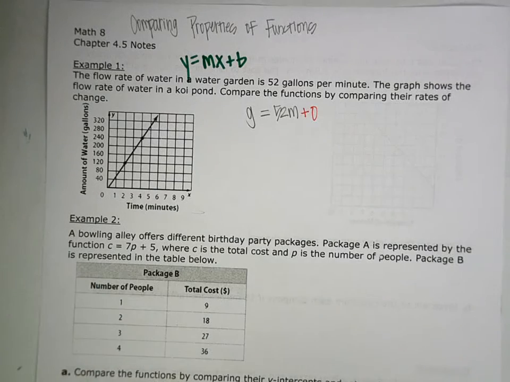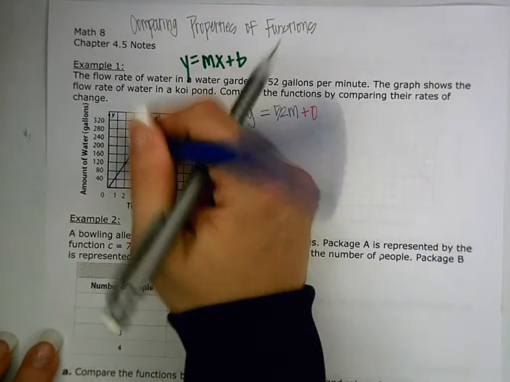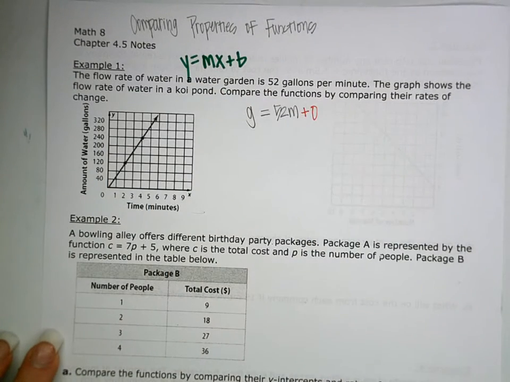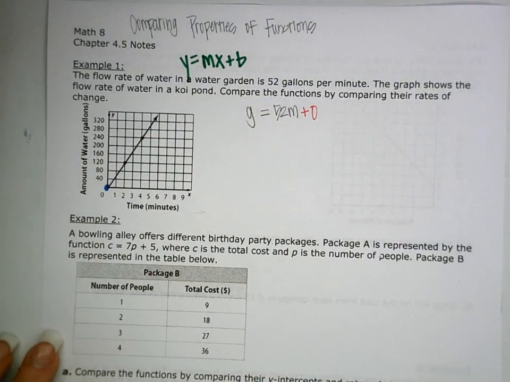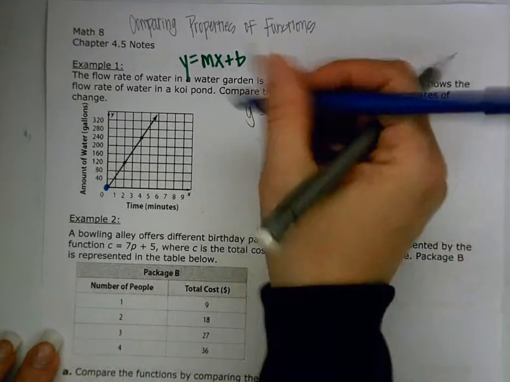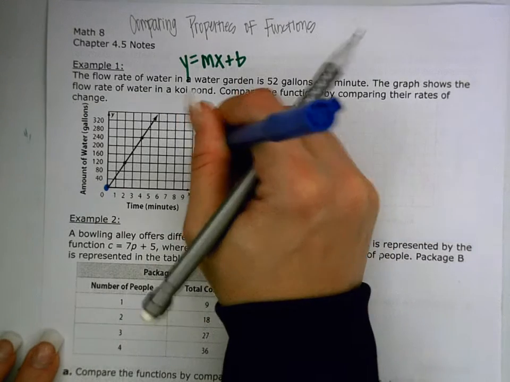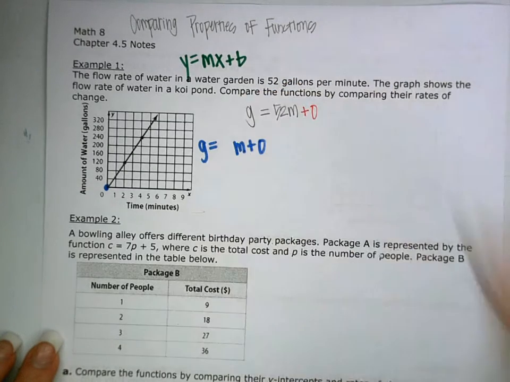What is the y-intercept for the graph that's already shown? Where does it cross the y-axis, the up and down? Where's it starting? 0. So if I want to write this one, I'm going to write it in a different color. It's still going to be G equals something per minute, plus 0.